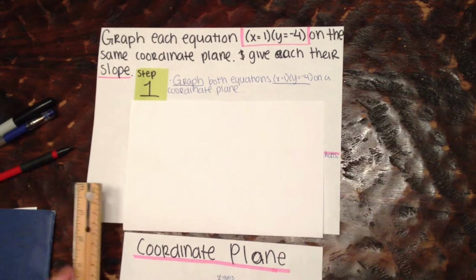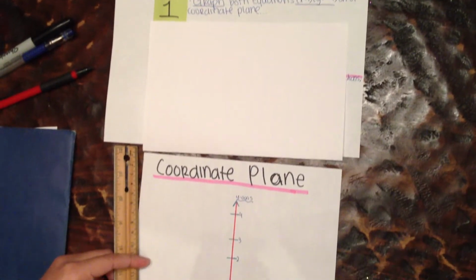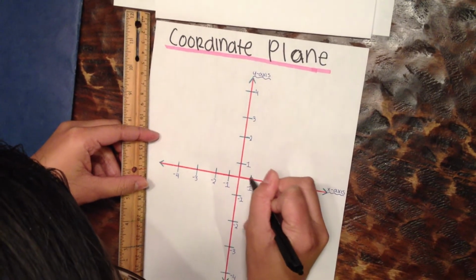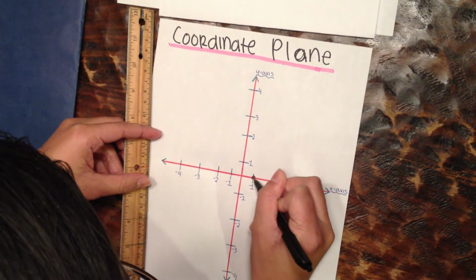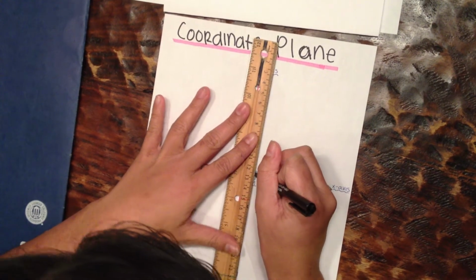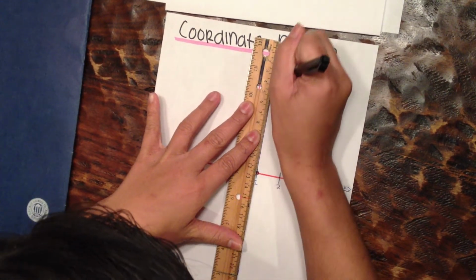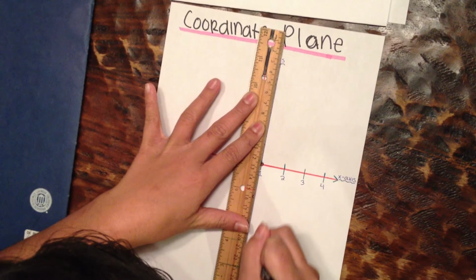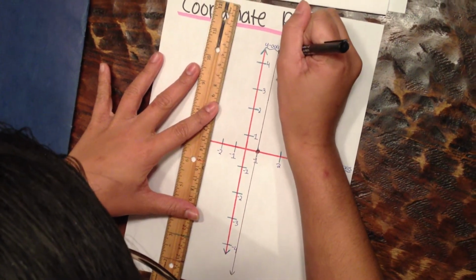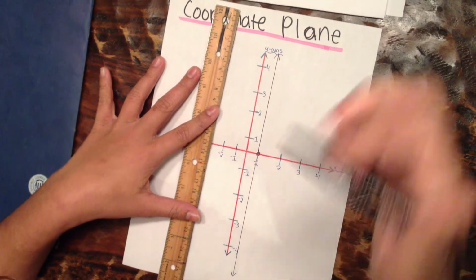X equals 1, go to the x-axis, go to 1, plot it, grab a straight edge, and you've made your plot. That's for the x-axis. That's x equals 1.